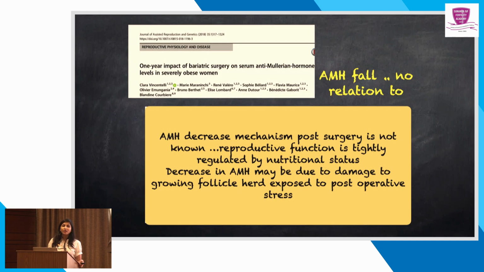This could be because of drastic undernourishment or malnourishment, which occurs immediately in a metabolic way, which I am talking about. And leptin is one hormone which is also important for follicle regulation. That also you are taking drastically down. That will affect the reproductive function, which is tightly regulated by nutritional status. This decrease in AMH may be due to damage to the growing follicles exposed to post-operative stress, which is a metabolic way also, and from the micronutrient deficiency point of view also.